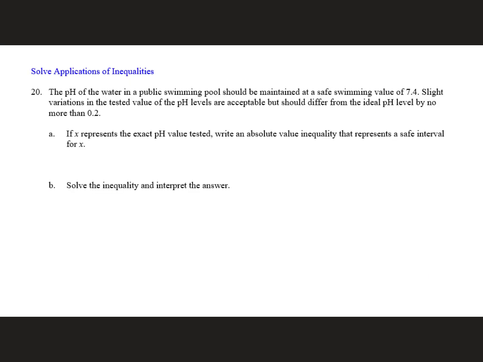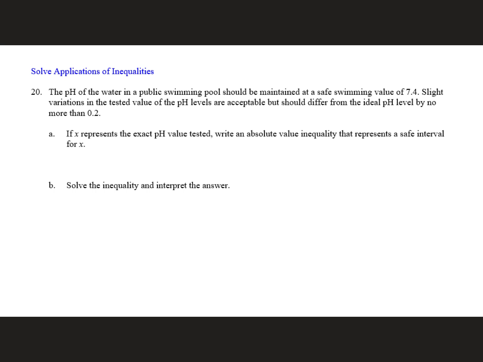So let's do some application problems. The pH of the water in a public swimming pool should be maintained at a safe swimming value of 7.4. Slight variations in the tested value of the pH levels are acceptable, but should differ from the ideal pH balance by no more than 0.2 or 2/10. If X represents the exact pH value tested, write an absolute value inequality that represents a safe interval for X.